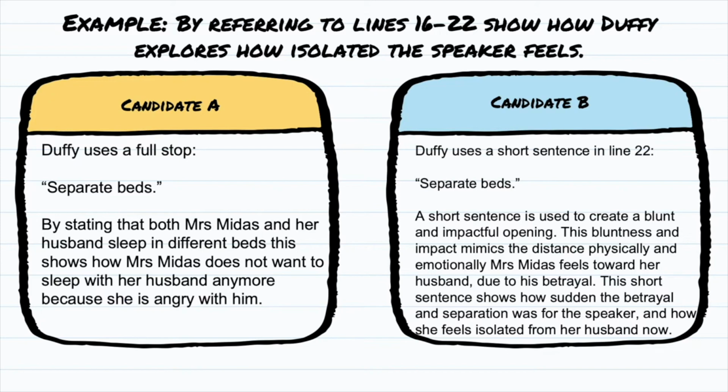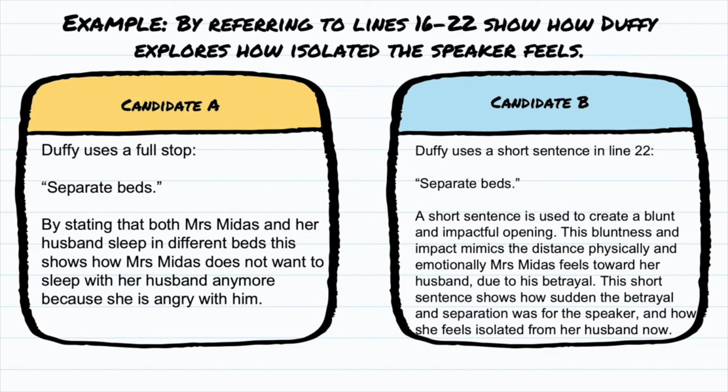The bluntness and impact mimics the distance physically and emotionally Mrs. Midas feels towards her husband due to his betrayal. This short sentence shows how sudden the betrayal and separation was for the speaker and how she feels isolated from her husband now. As you can see, the analysis is a lot more in depth, but also the analysis will gain them the second mark.